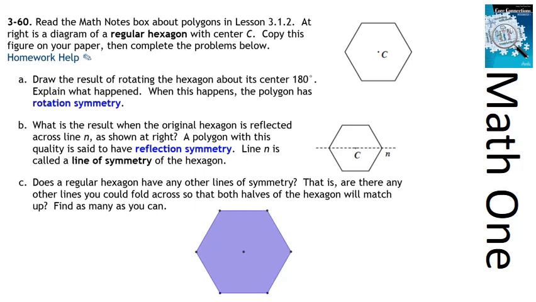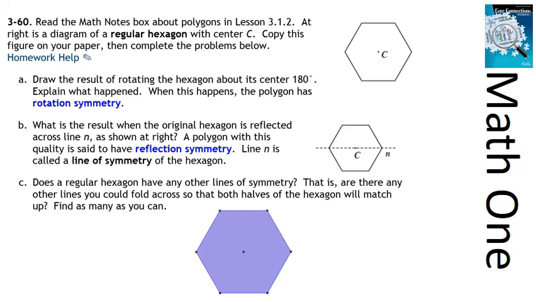It says draw the result of rotating the hexagon about its center 180 degrees. On the previous slide we just explained what happens, right? Anytime we have a multiple of 60 degrees, this thing lines up with itself again. So at 60, 120, etc. And whenever this happens, this is what we call rotational symmetry.